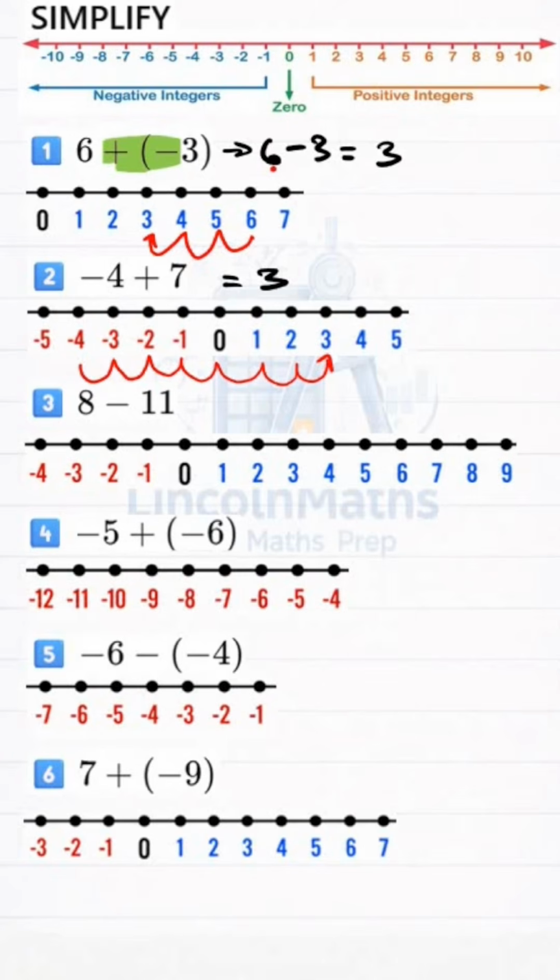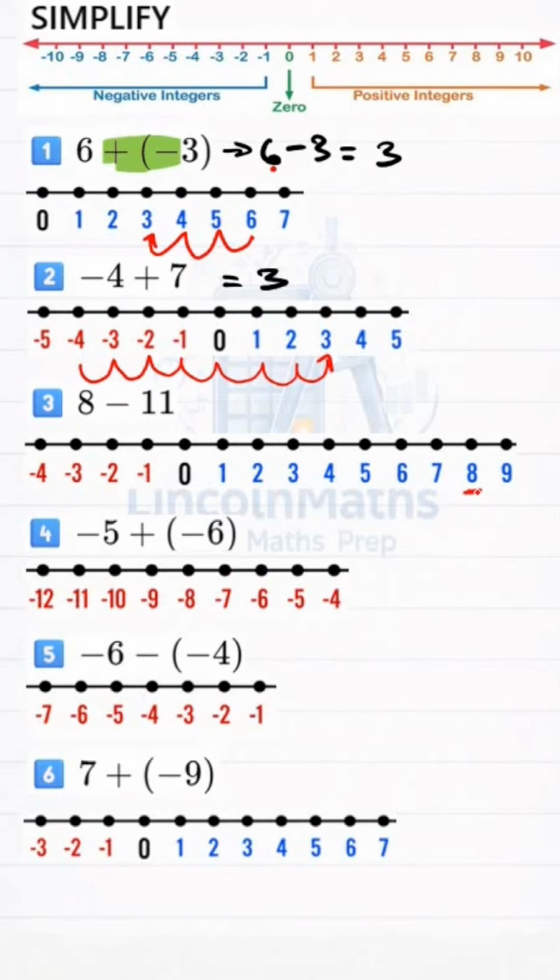So let's look at 8 minus 11. Alright guys, pay attention to your first number, which is 8. So we're going to highlight our 8 right here. Minus 11. Remember, if we're subtracting, we're going to count to the left. We're going to count 11 times to the left, and we're not going to include the 8.